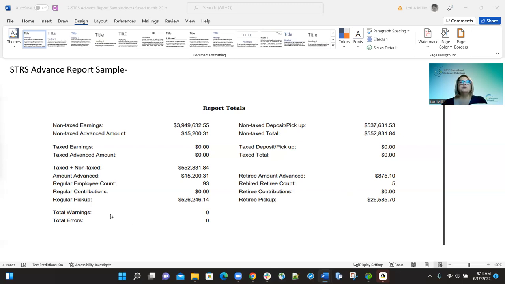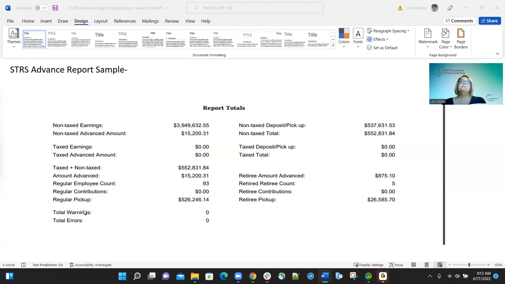There's a total errors and warnings field. If there are warnings and errors on the report when you're processing it, you'll actually see a number here saying there are two warnings and one error, which is fatal. So you're definitely going to have to correct that. You want to look at all of that, and if corrections are needed, make those corrections.